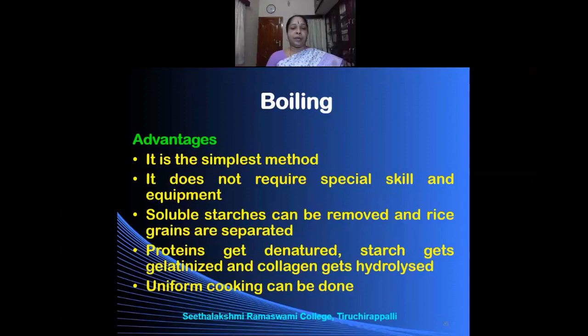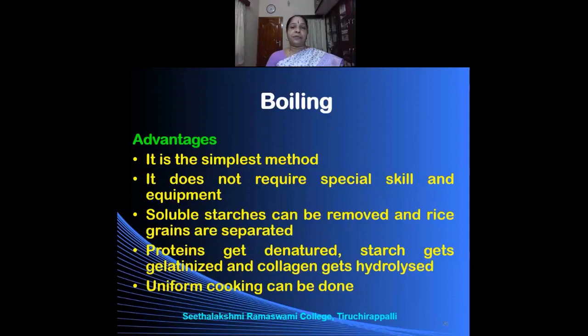Soluble starches can be removed and the rice grains are separated. While we cook the rice using the boiling method, using the open pot boiling, the excess water used for cooking the rice can be drained and used for some other purpose. Sometimes it is also discarded. When we drain the excess water, a little bit of the starch is removed, and therefore the rice grains are separated.